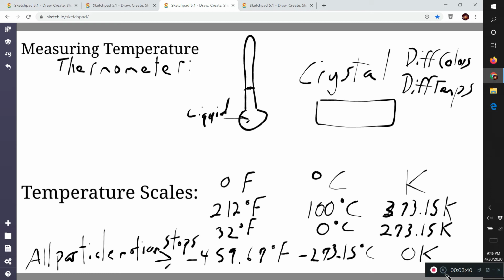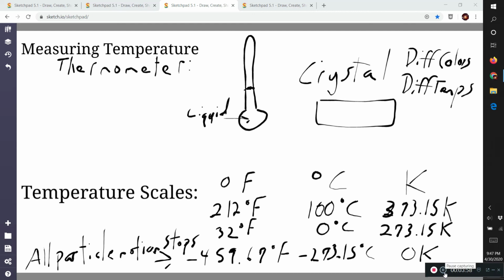So a couple notes about this is that there is a low bound, right? You can't go below absolute zero, because that means all particle motion is stopped. You can't even get to absolute zero.